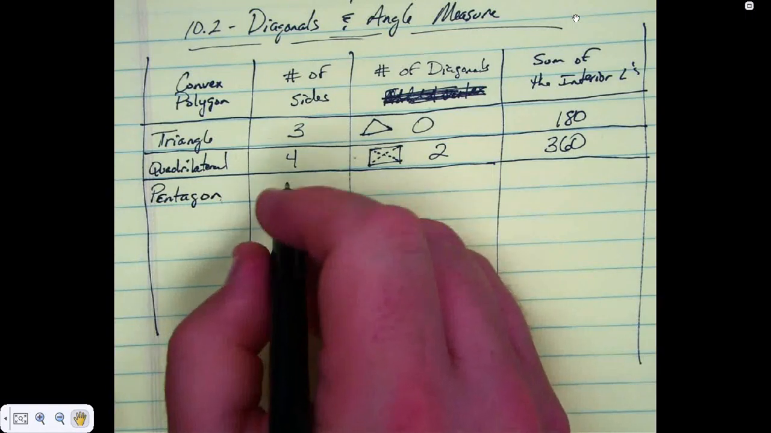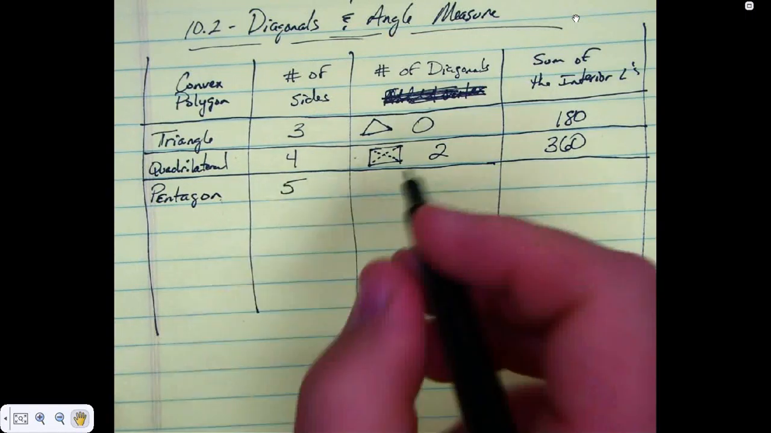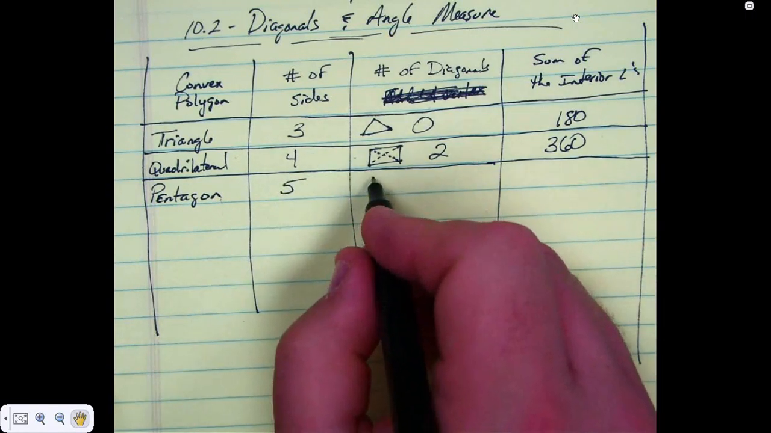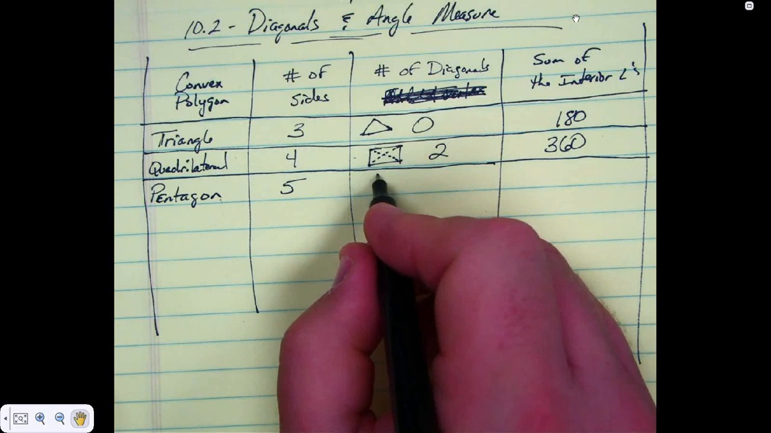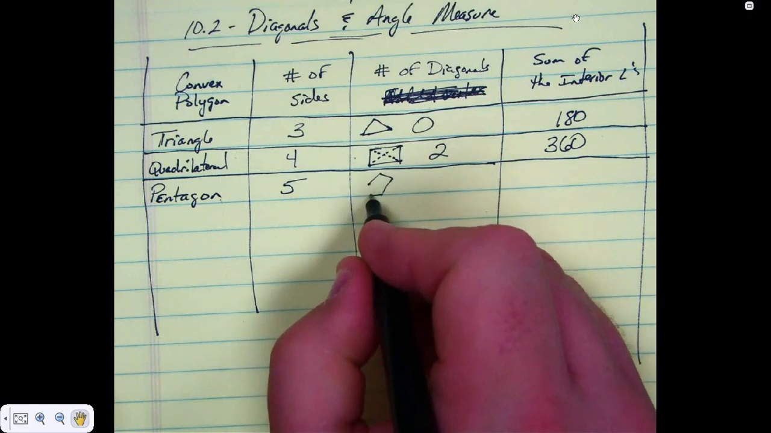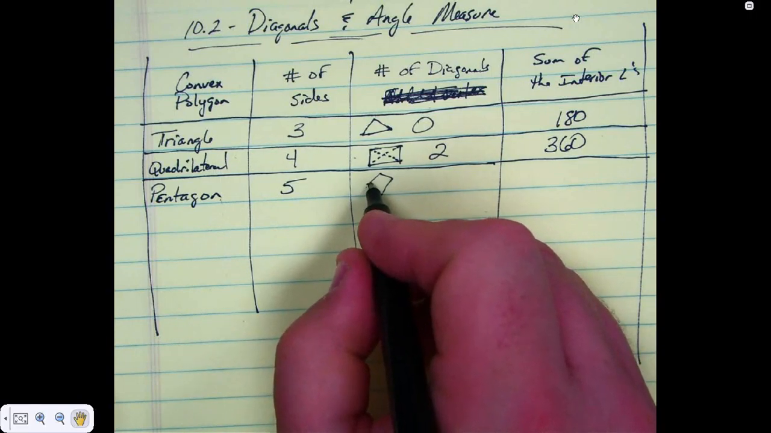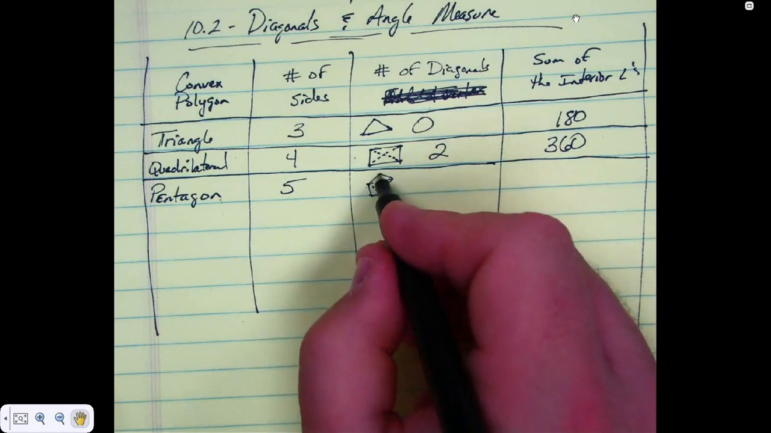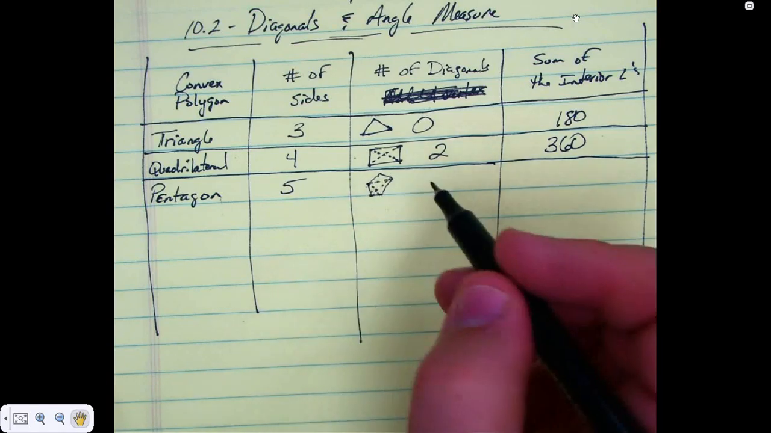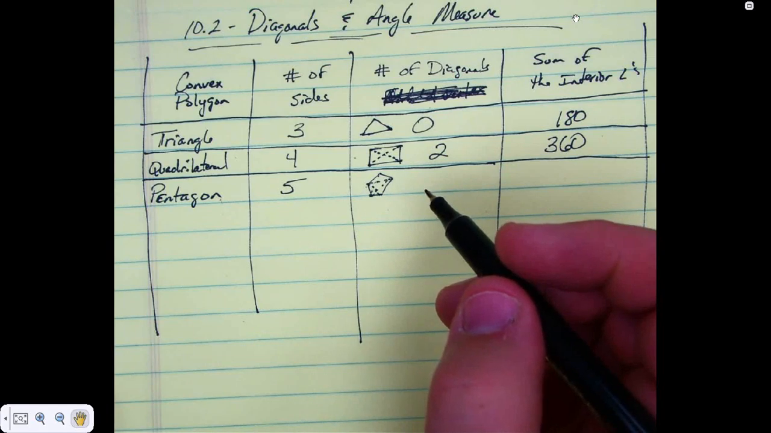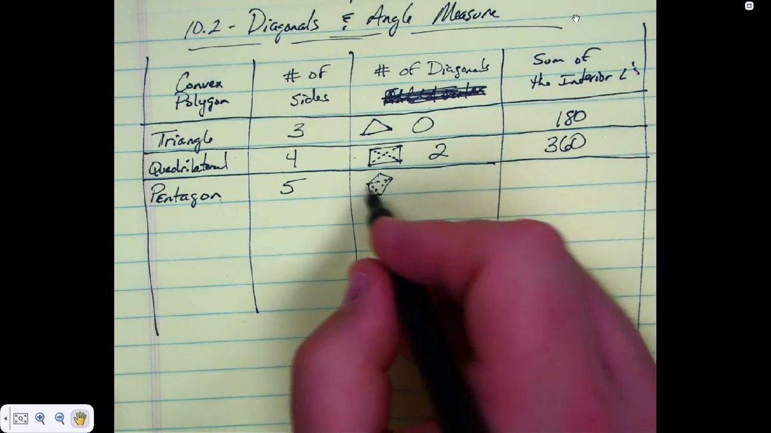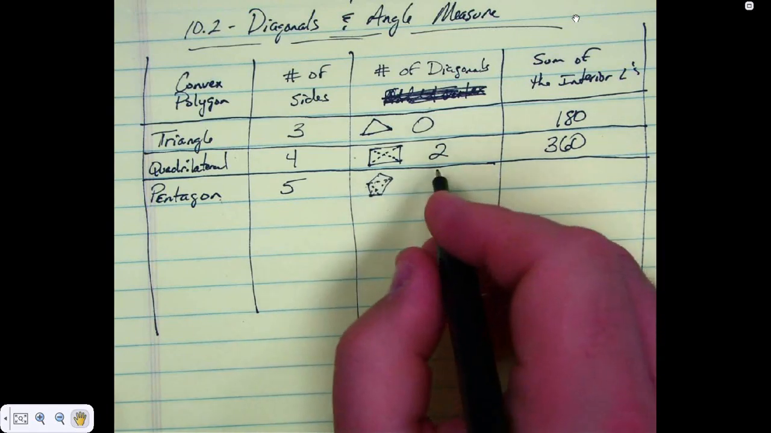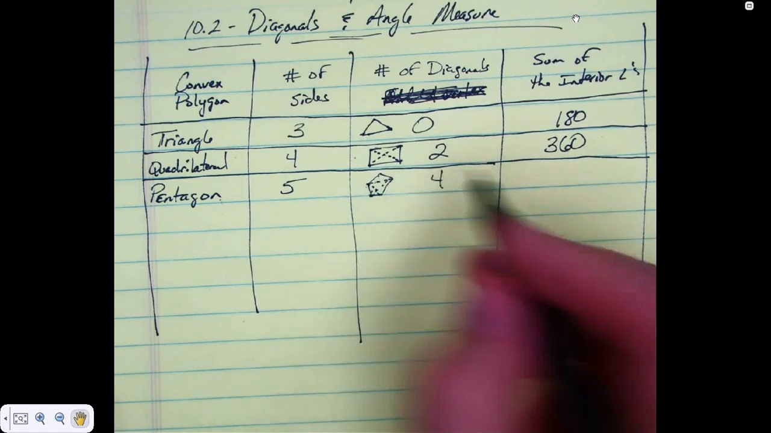How many sides does a pentagon have? 5. How many diagonals can you draw? Well, let's look. 1, 2. Are there any more? 3, 4. Any others? That's it, isn't it? 4.